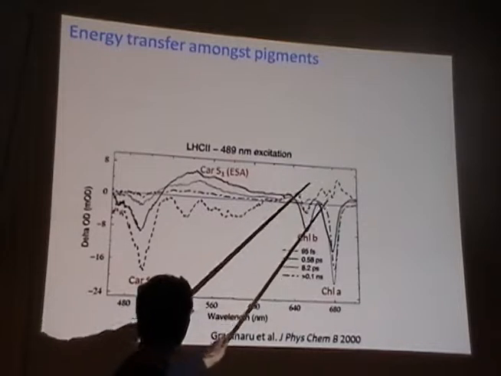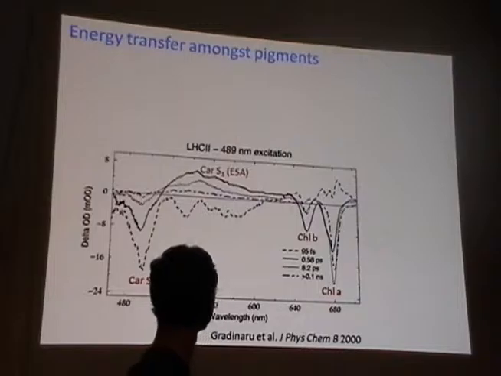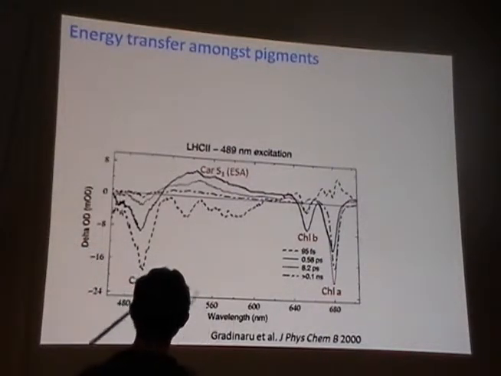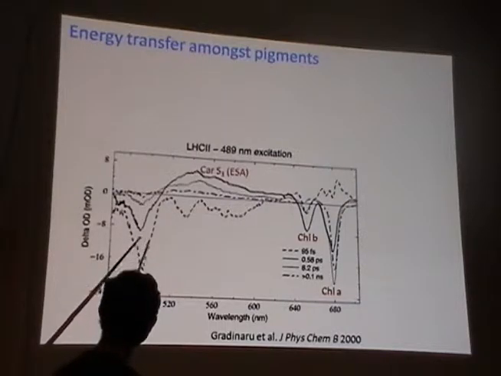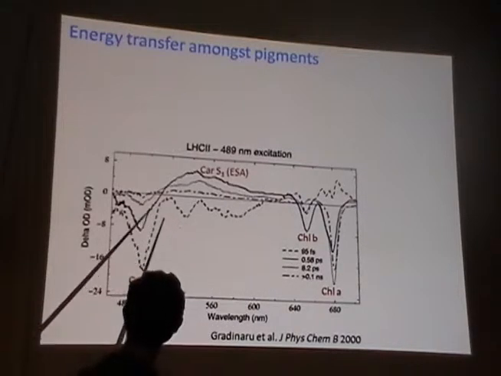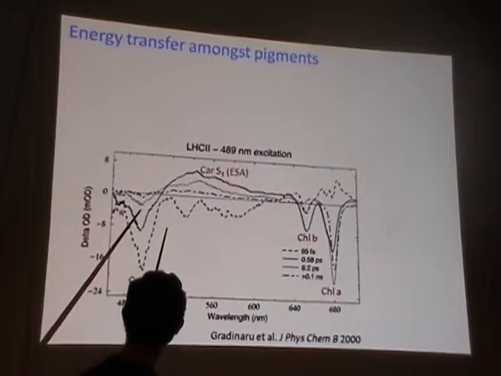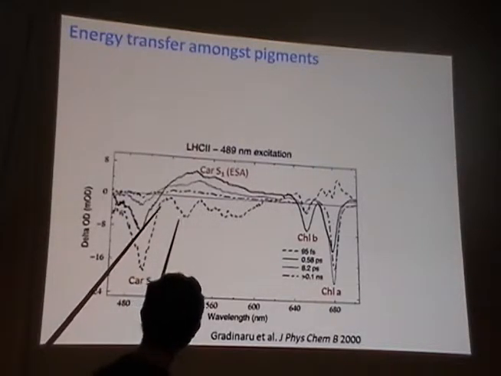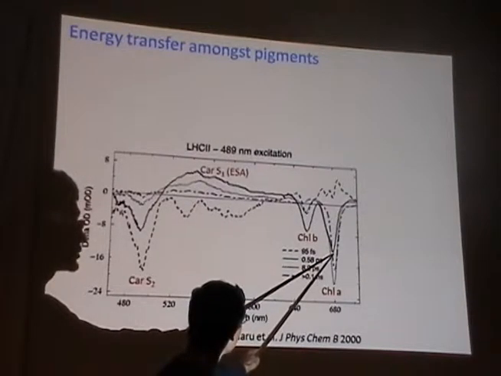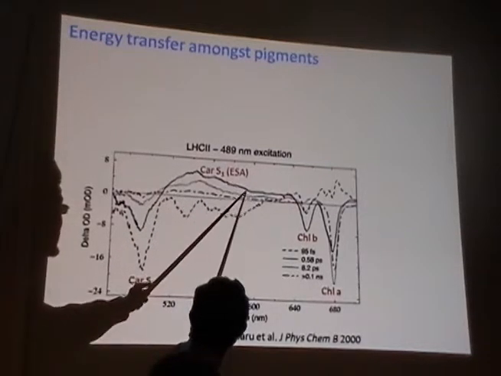So we are mainly exciting the carotenoid S2 state, so the negative difference absorption here corresponds to ground state bleach. But then you also see some of these so-called coherent artifacts, which correspond to the dispersion of the beam through the sample, or just a characteristic of your probe beam. Okay, so this spectrum decays with a time constant of about 100 femtoseconds to the next one, which is the solid line.